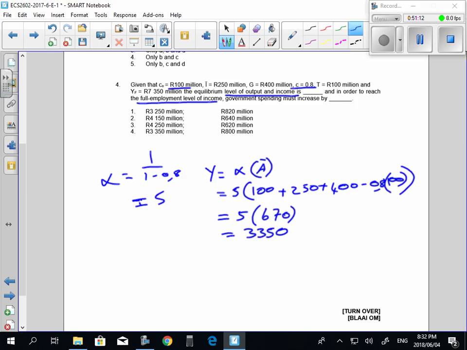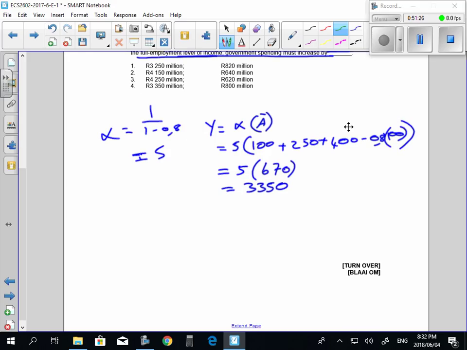All right, but what they're asking you is what would government need to do in order to reach the full employment level of output and income, which they've told us is 7350. Okay? So, your full employment level, YF, minus your equilibrium level is equal to the change in government expenditure. All right? Now, 7350 minus the 3350 gives us an answer of 4,000.